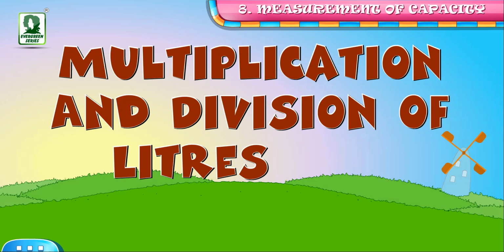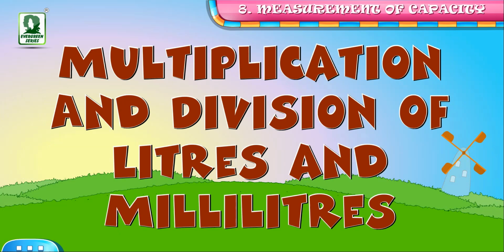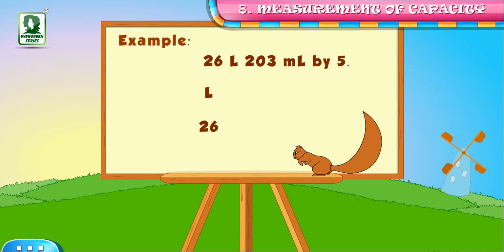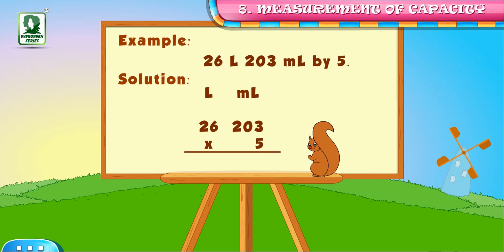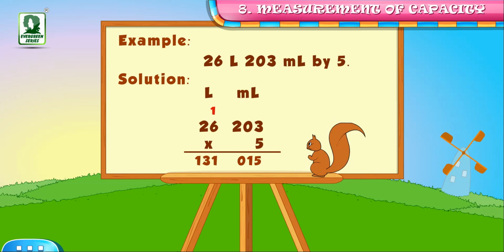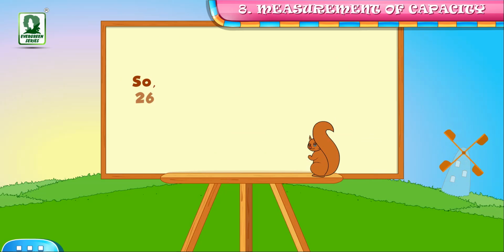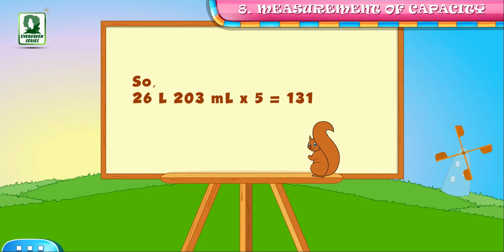Multiplication and division of liters and milliliters. Example: multiply 26 liters 203 milliliters by 5. Solution: first we will multiply 5 by 203 milliliters, which is equal to 1015 milliliters. 1 will be carried forward to the liters. Then we will multiply 5 by 26 liters, which is equal to 130 liters, plus 1 is 131 liters. So 26 liters 203 milliliters multiplied by 5 is equal to 131 liters 15 milliliters.